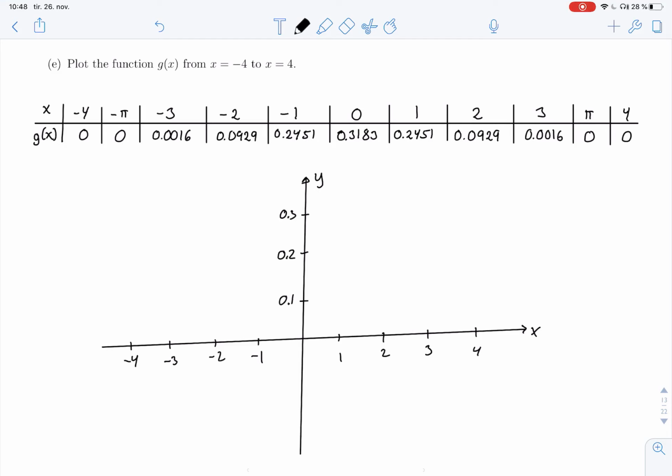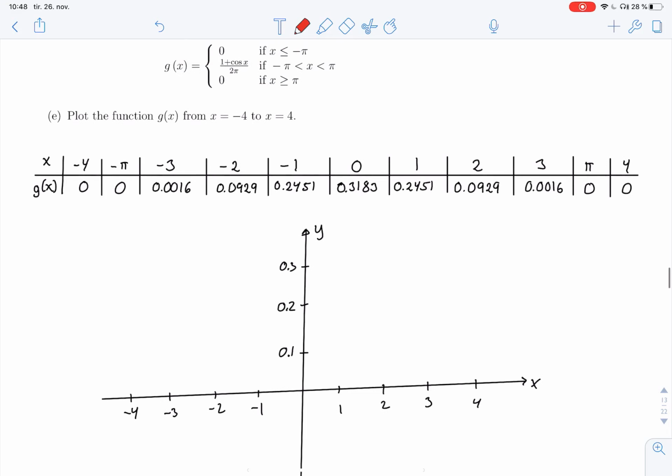Okay, so I'll just put it in red here so you can see it. So from up to minus pi here, the value is 0. And I put this to indicate that minus pi is included. So this is minus pi. And also on the other side, from pi, including pi, we get 0.